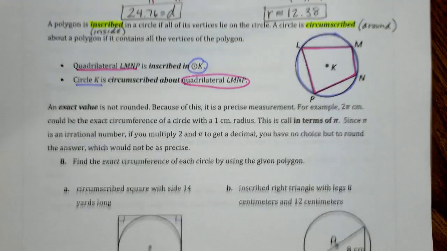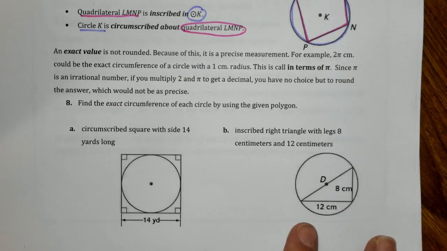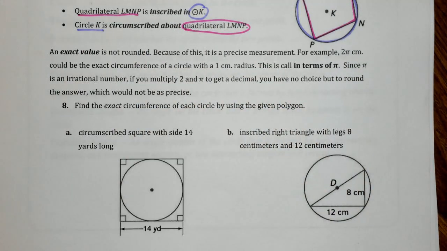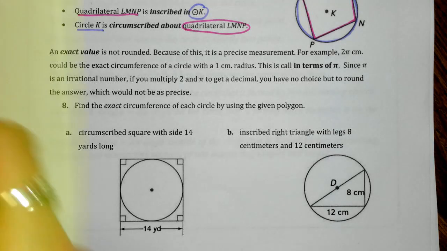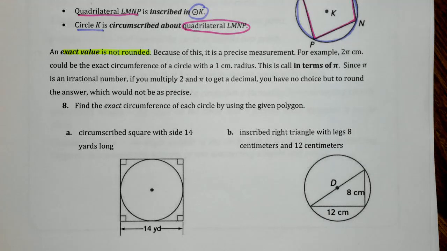So this is now where I was telling you earlier about in terms of pi. What all this is letting you know is that when we have an exact value, this is not rounded. If we plug pi into the calculator, pi is an irrational number, meaning it's a decimal that's going to keep going on and on forever, but not repeat.